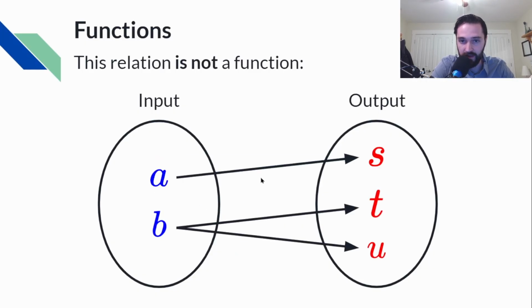Every element in the input is associated with exactly one output. What we can't have is something that looks like this. This relation is not a function. We map A to S, so it has one output, but here we're mapping B to two different outputs, T and U. And that's not allowed in the function realm. So this is not a function.